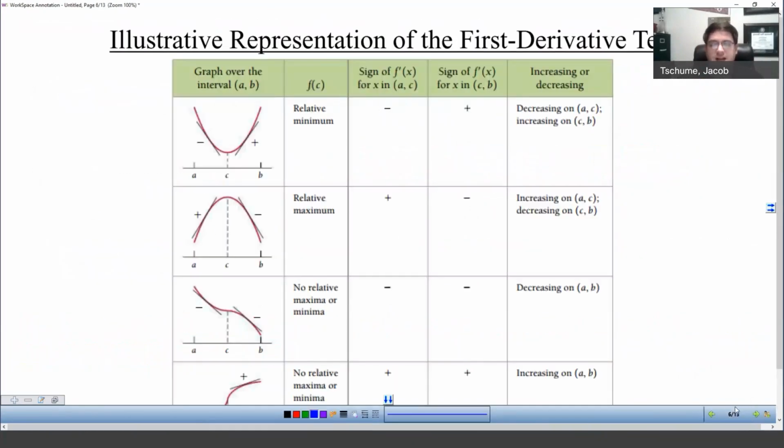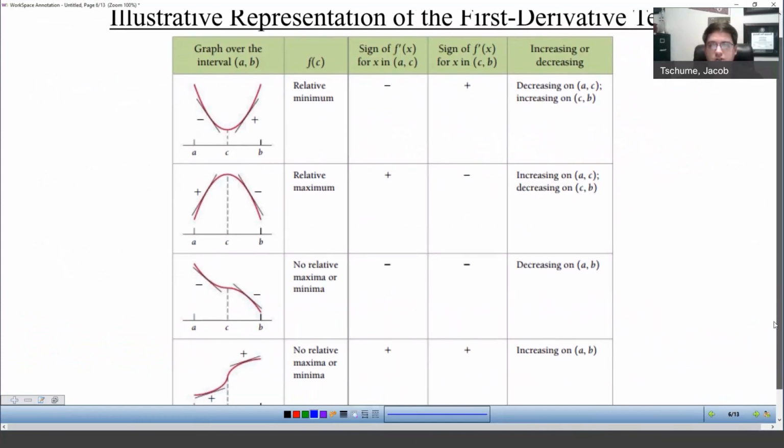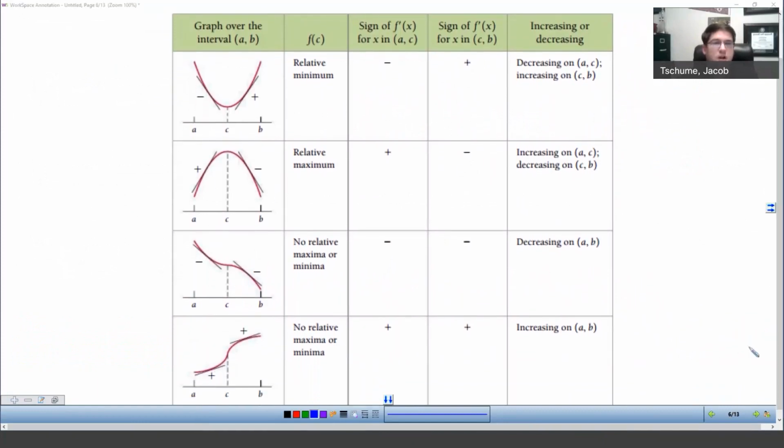Illustratively, I drew the pictures for you, but if you want to stop and draw these yourself, here are a couple more illustrative examples of what I was just talking about. What does it look like to be a relative min? What does it look like to be a relative max? And the two on the bottom, what are some examples where it would decrease, decrease, or increase, increase, and you wouldn't have a relative max or min? Pause the video if you want to write these down really quick, or you can just look at them. That's just illustrative.